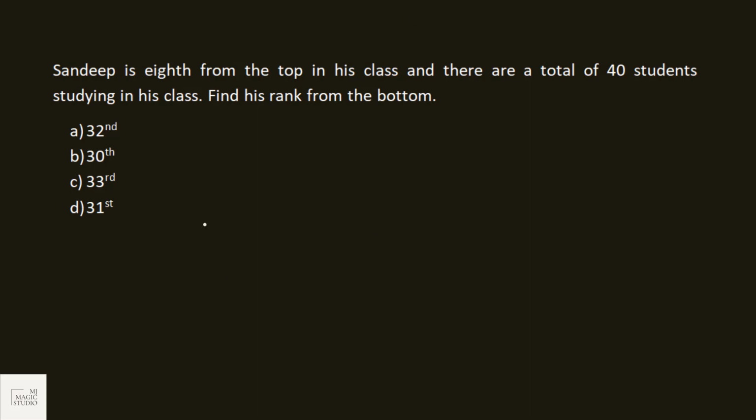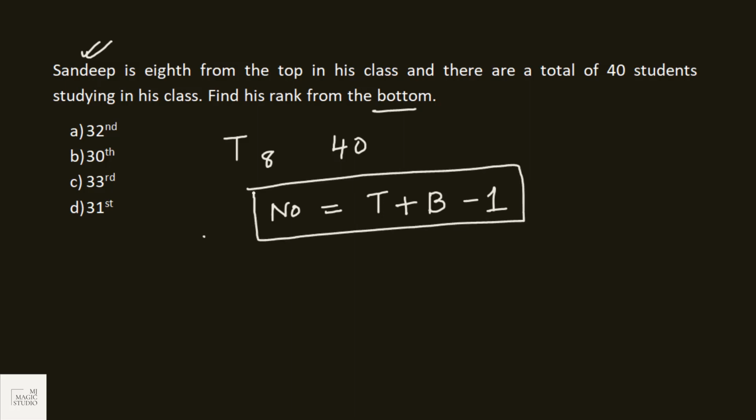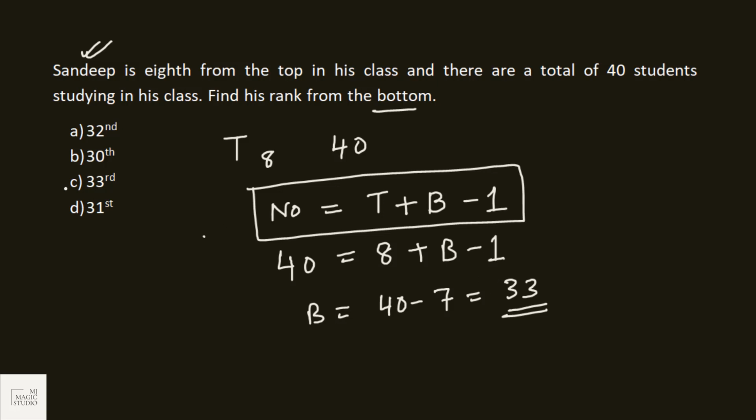Okay, a peculiar example from ranking. Sandeep is 8th from the top, rank 8th, and there are a total of 40 students studying in the class. Find the rank from the bottom. We know the drill. The total number of students in the class equals the rank of Sandeep from the top plus the rank of Sandeep from the bottom minus 1. This is a simple equation that we use in ranking type questions. So 40 equals 8 plus B minus 1. Therefore, B is 40 minus 7, that is 33. His rank from the bottom is 33rd, that is option B.